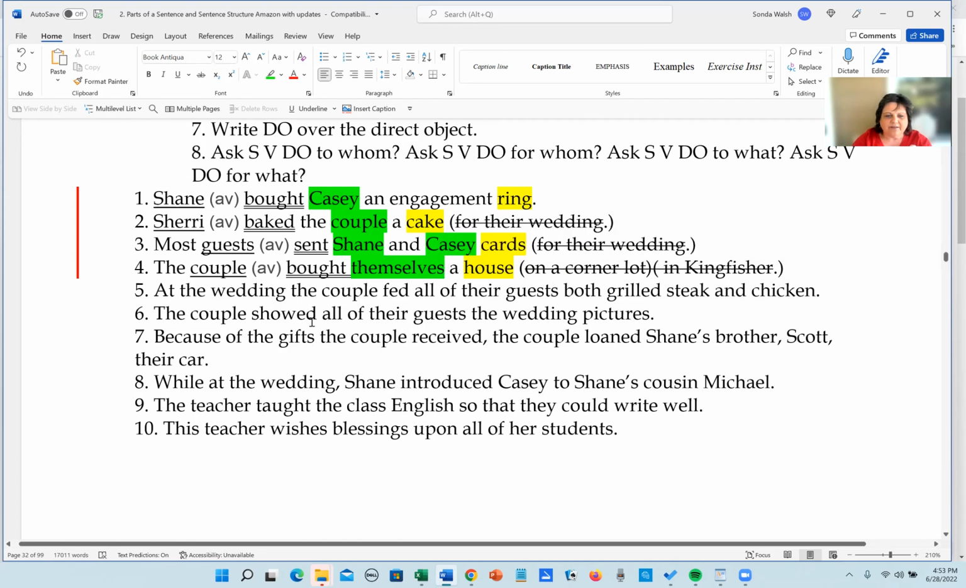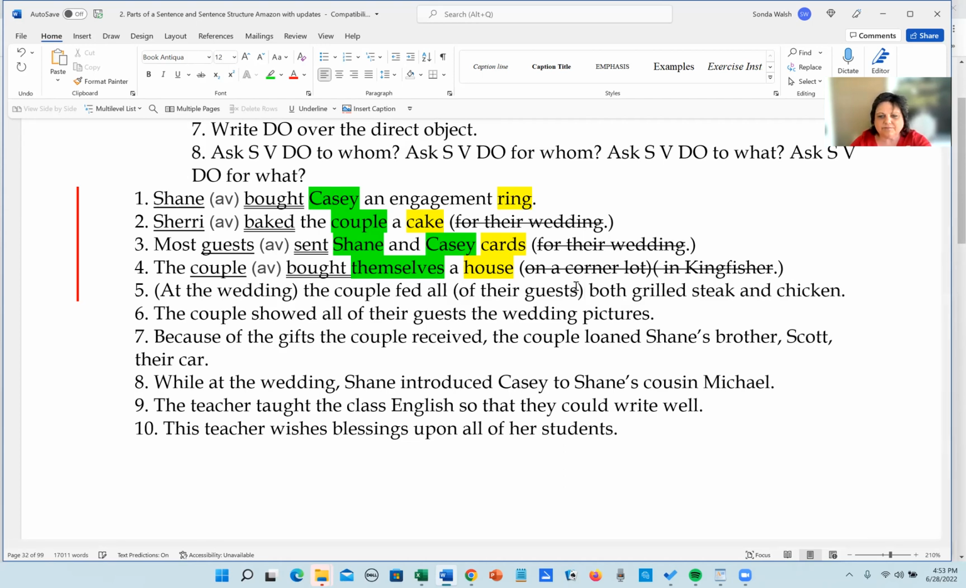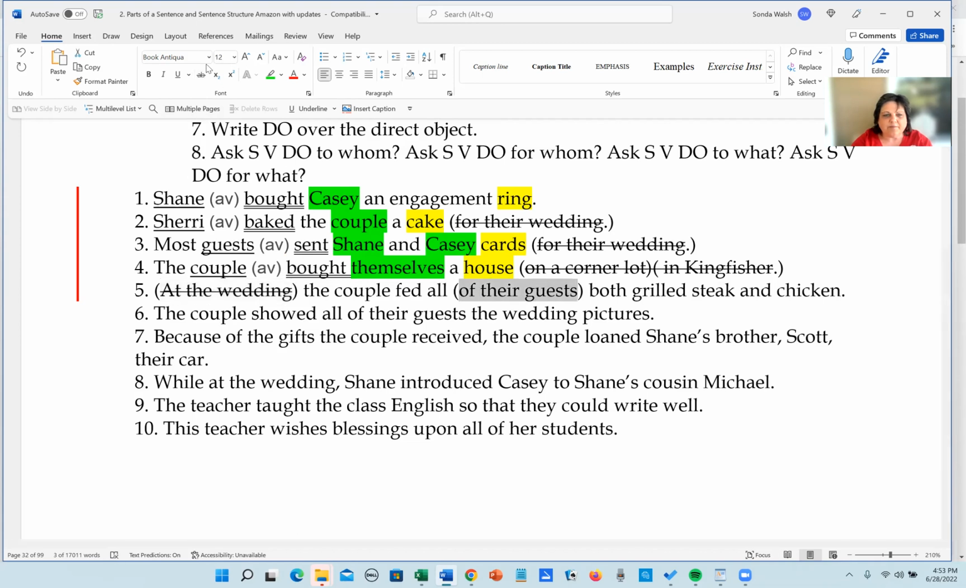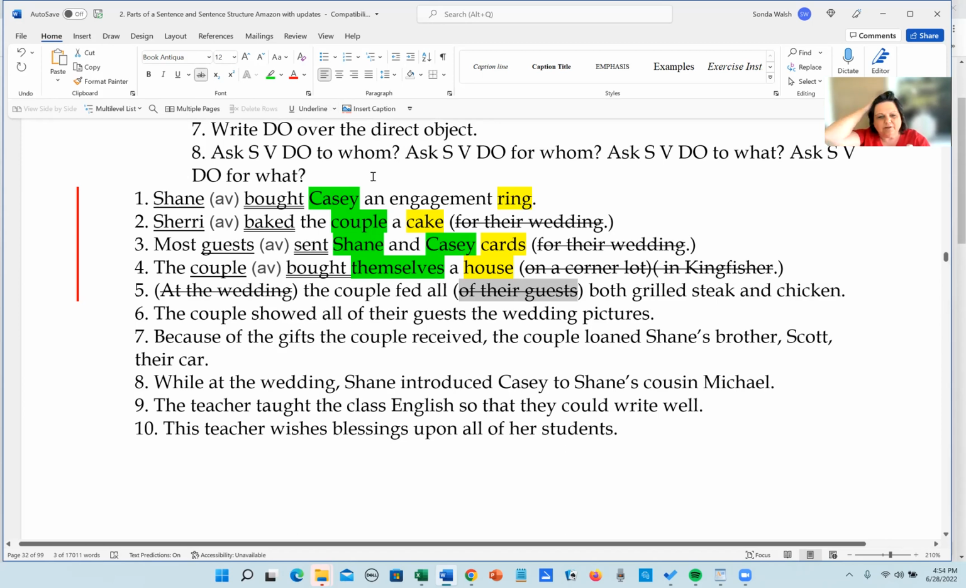Okay, number 5, find our prepositional phrases. At the wedding, that is a prepositional phrase. Of their guests is a prepositional phrase. Okay, and I'm going to just draw a line through this because our subject, our direct object, and our indirect object will not be found inside of a prepositional phrase. And we could just pull that phrase out of the sentence for a minute while we do the rest.